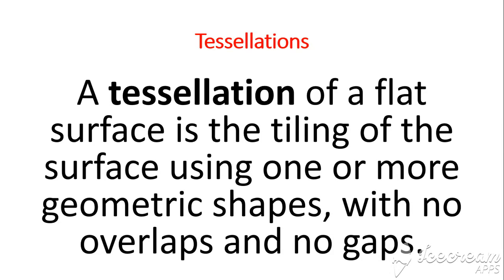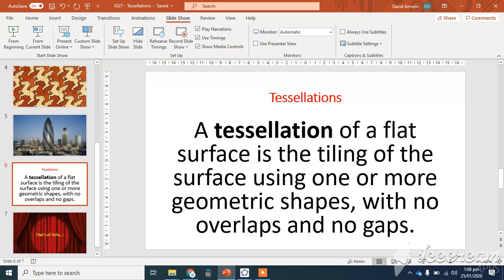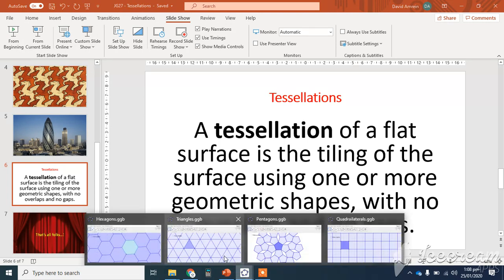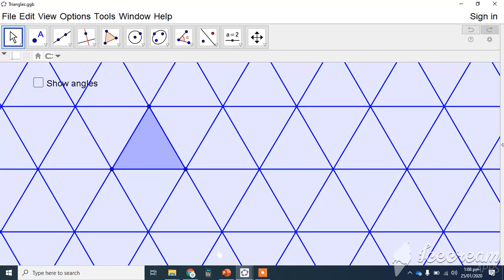Right, so let's get into GeoGebra and talk a little bit more about tessellations. Let's start with triangles. This is an equilateral triangle, and you can see that an equilateral triangle will tessellate by itself, no gaps, no other shapes needed, just that triangle.